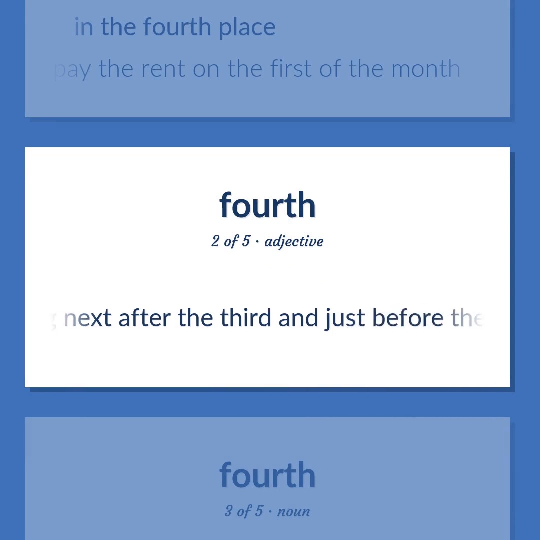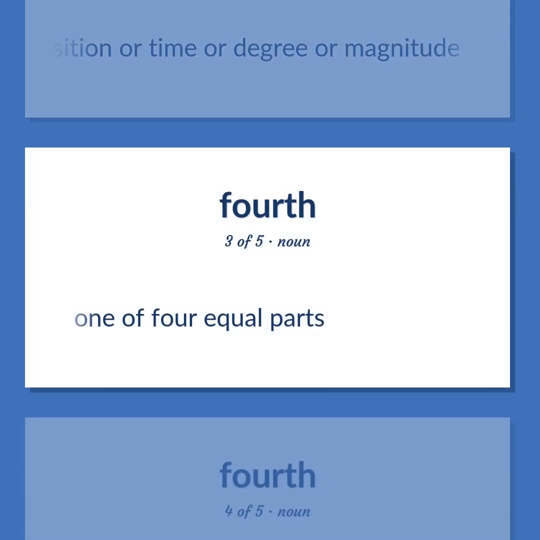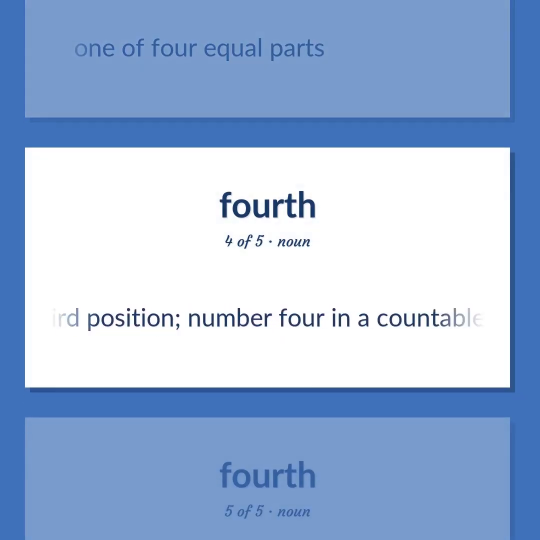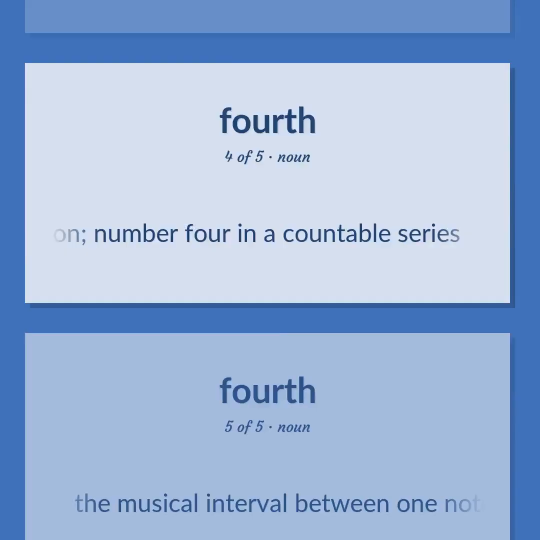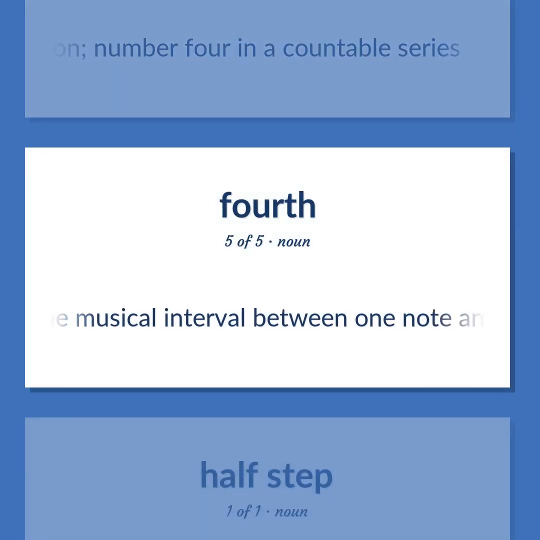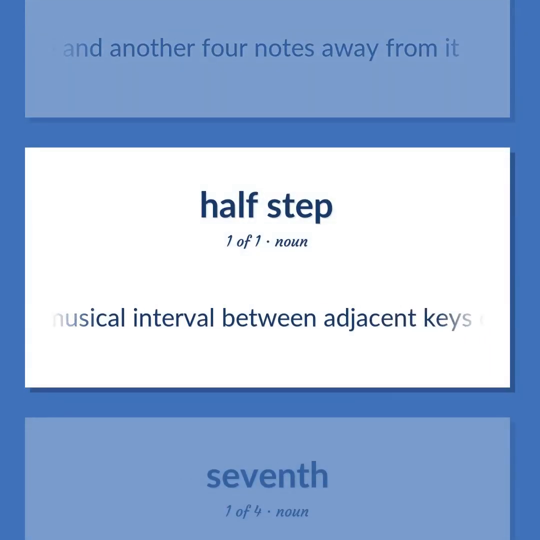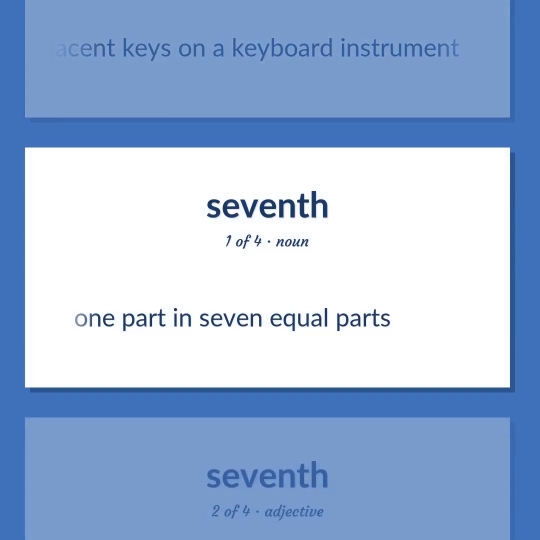Coming next after the third and just before the fifth in position or time or degree or magnitude. One of 4 equal parts. Following the third position, number 4 in a countable series. The musical interval between one note and another 4 notes away from it. The musical interval between adjacent keys on a keyboard instrument. One part in 7 equal parts.